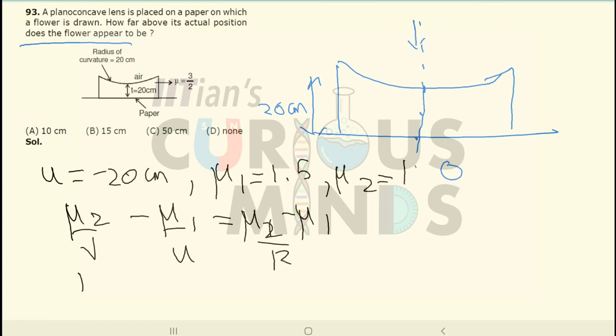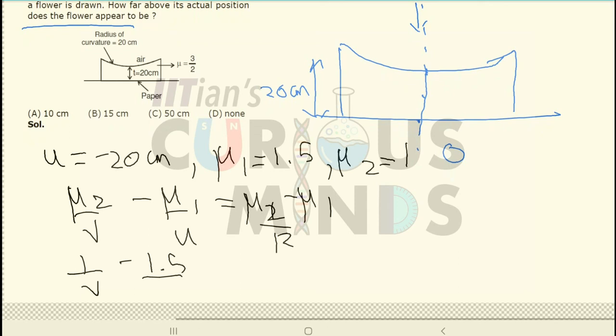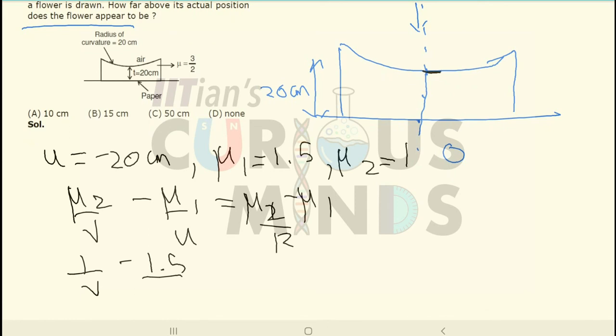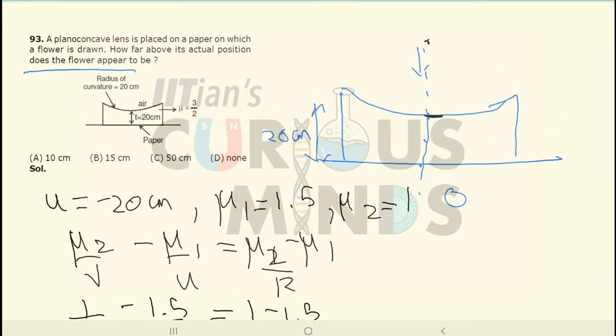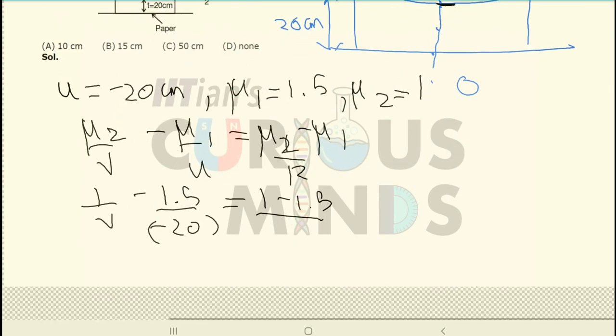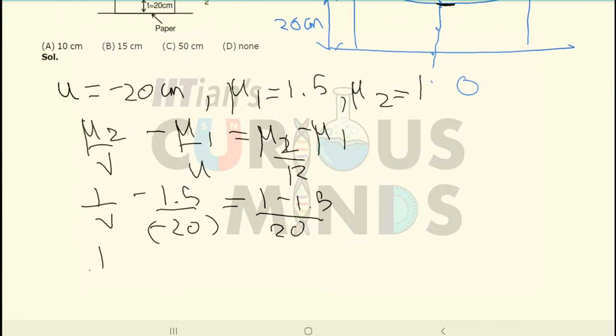So mu2 is 1, so 1 by v minus mu1, which is 1.5, divided by u. Object is situated on the left hand side of this point, so u will be equal to negative 20. It will be equal to mu2 minus mu1, that is 1 minus 1.5, divided by r. The center of the radius will be somewhere over here, so the radius will be equal to positive 20. So basically 1 by v will be equal to minus, this will be equal to plus.